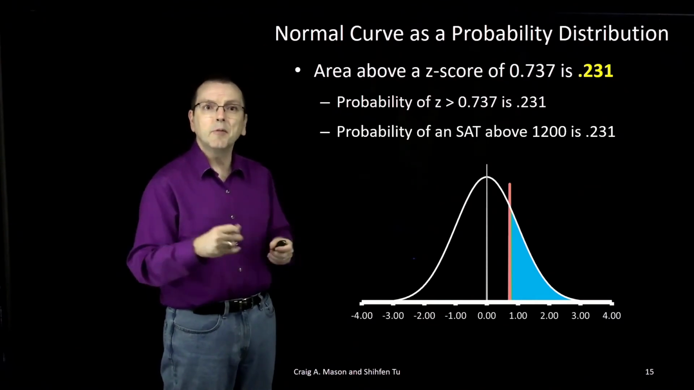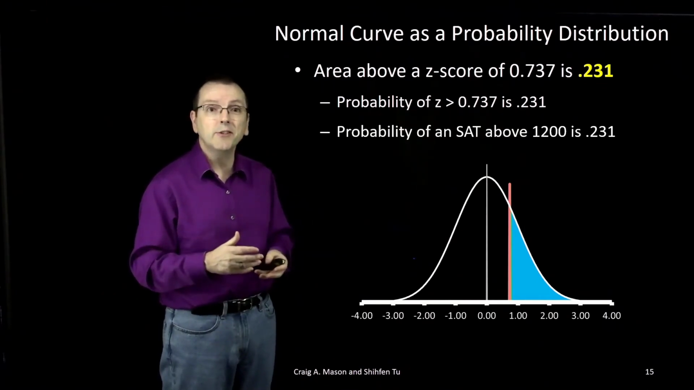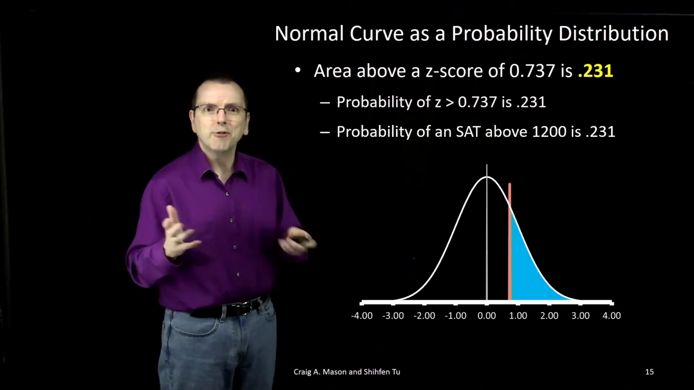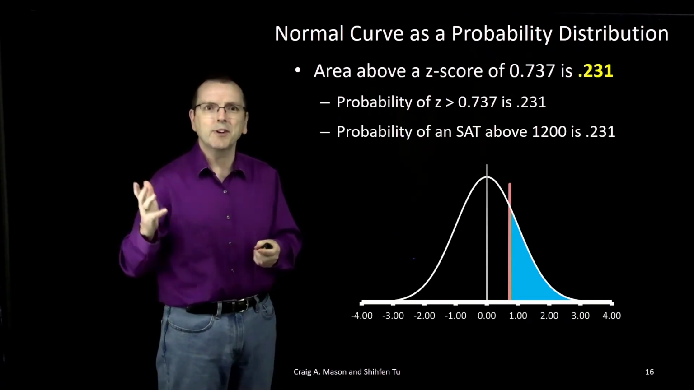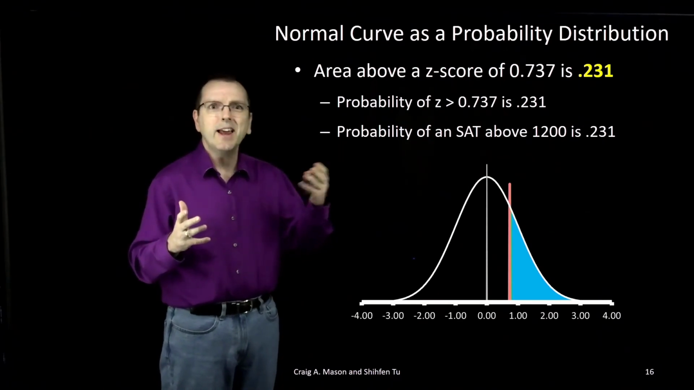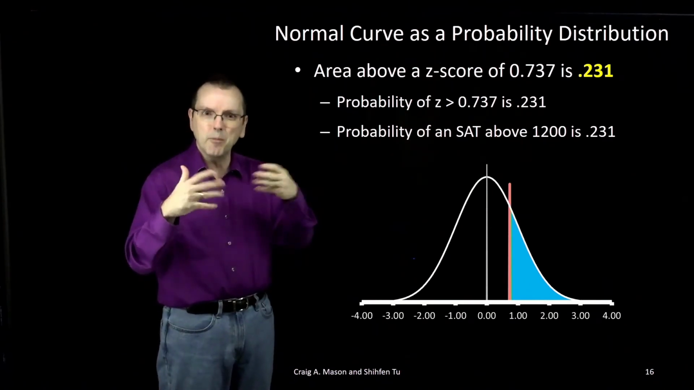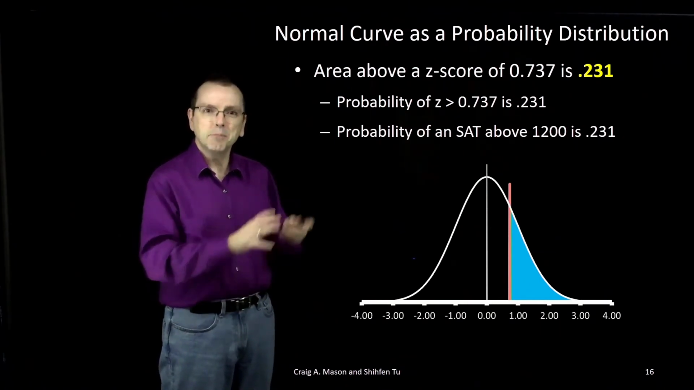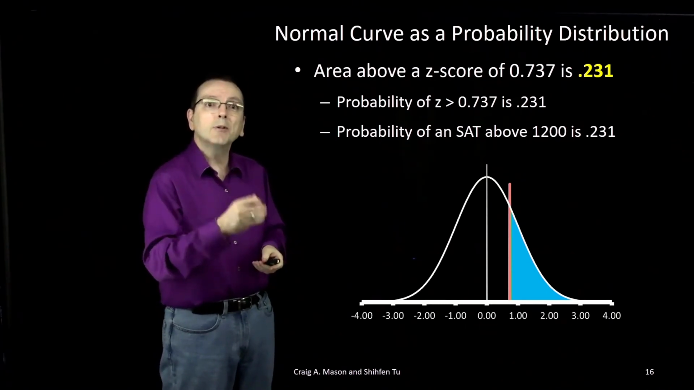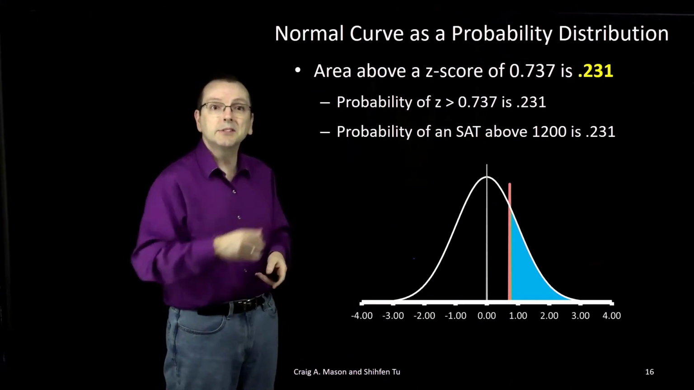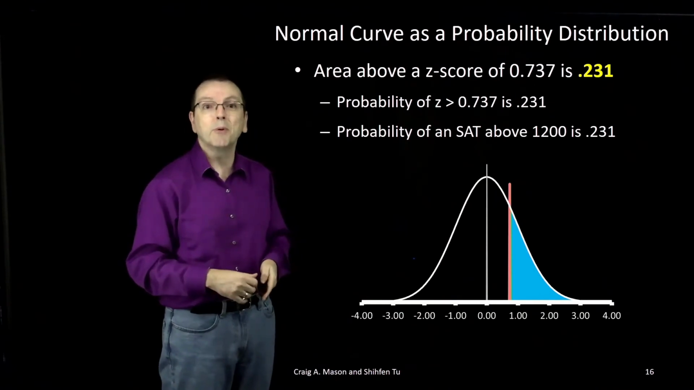Remember, the z of 0.737 is the same thing as an SAT of 1200. They're just different statistical languages. It's like escargot in French is the same as snails in English. Well, okay, not the same thing, but you get what I mean, right? Okay, pretty straightforward, right? We're doing the same thing that we did before, but now talking about the probability of someone being above a certain point rather than the proportion of people who are above a certain point, right?